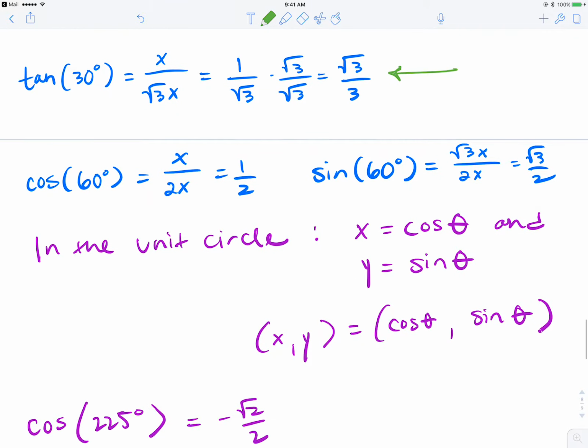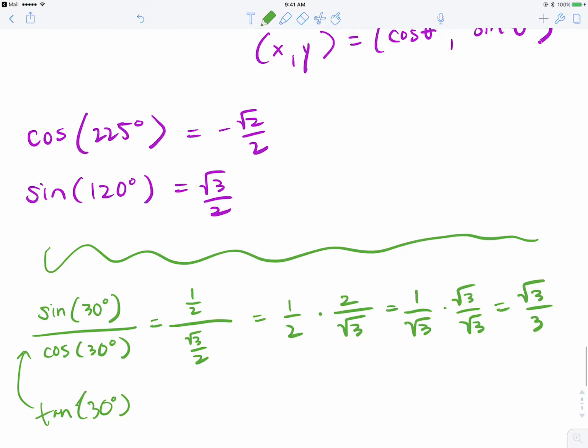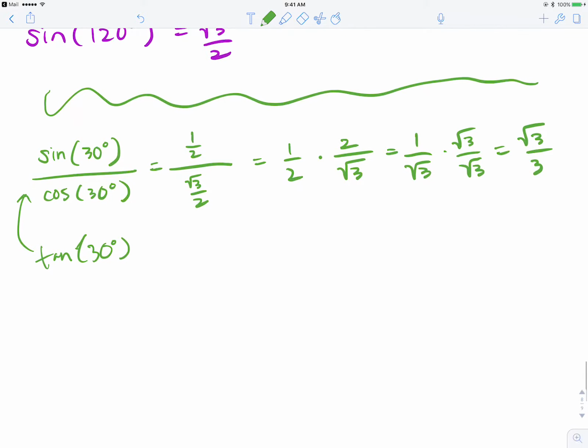So the other new thing from today: tangent of theta is the ratio of sine over cosine. Since x is cosine on the unit circle and y is sine on the unit circle, if you take the ratio y over x on the unit circle, you can find tangent for any angle on the unit circle. Depending on the information given, sometimes tangent's more useful than sine or cosine.